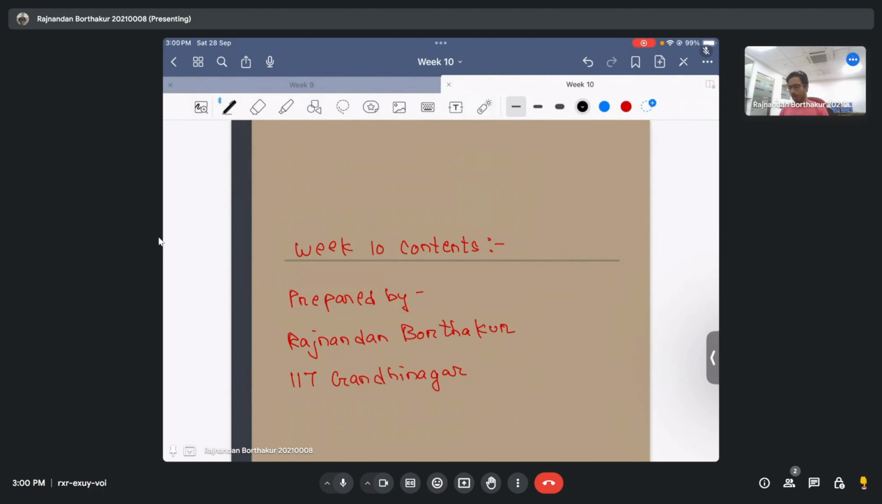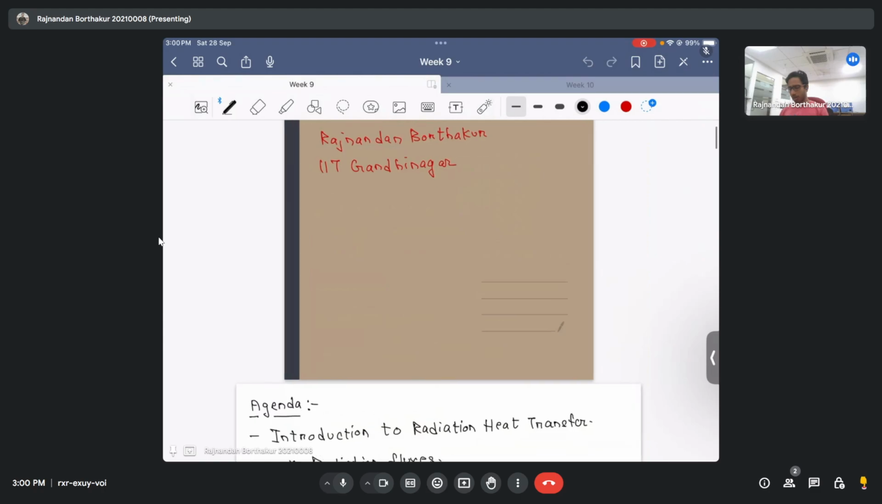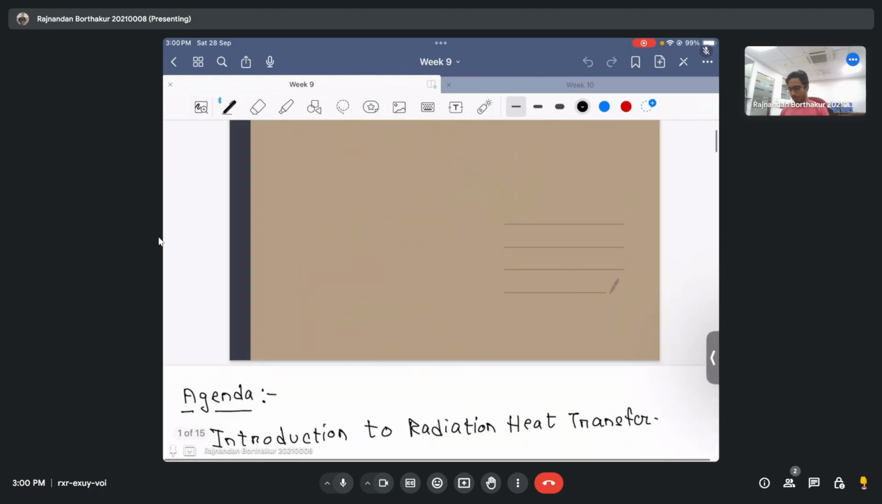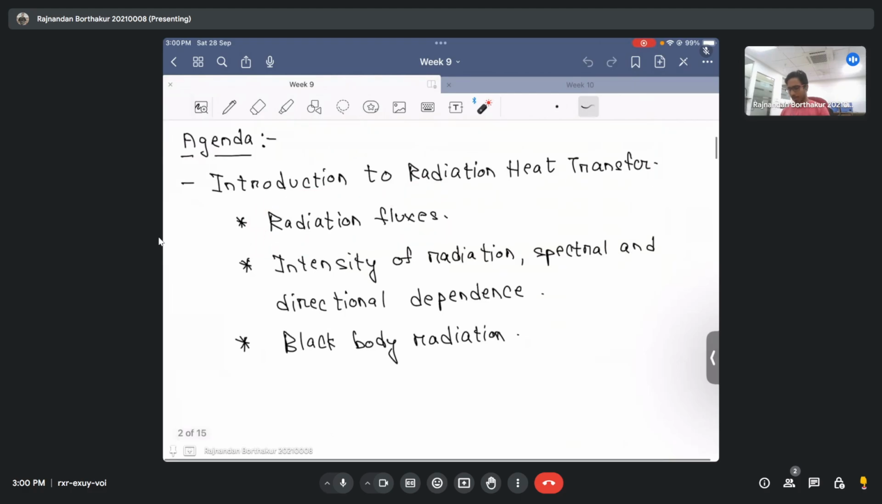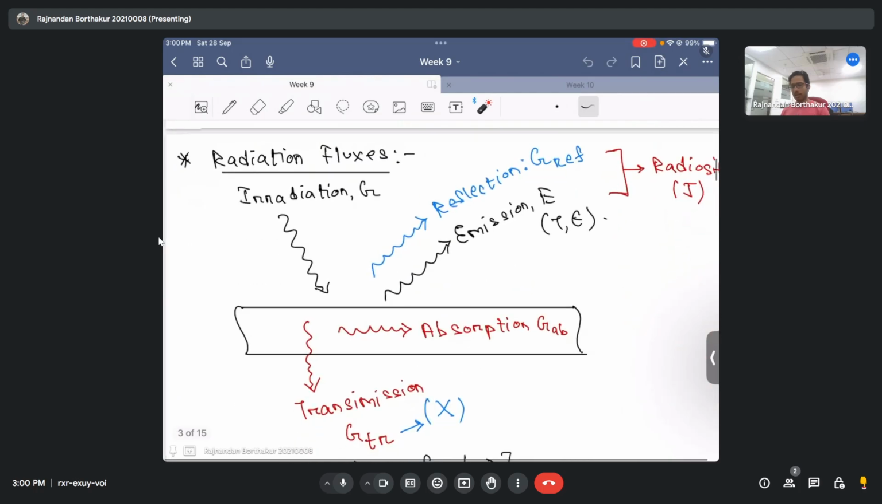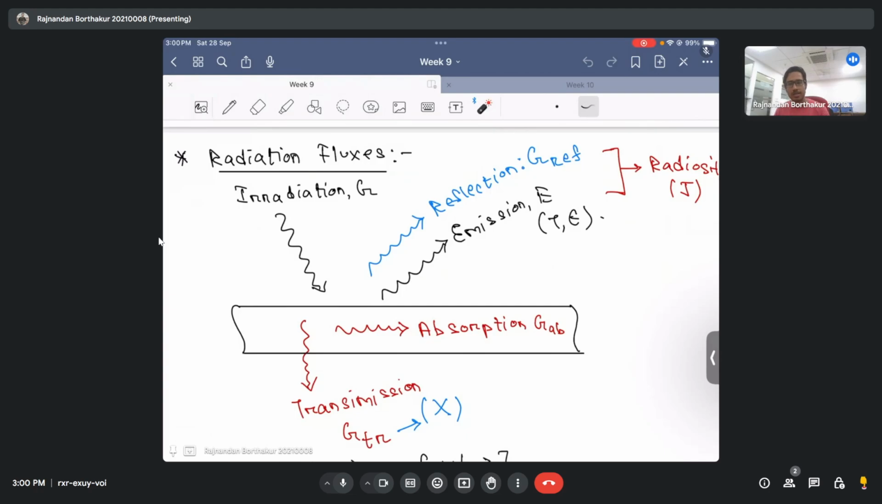If we have a quick recap of what we saw last week, we began with something known as radiation fluxes, and we argued that when we are dealing with radiation heat transfer, there are two things that come into the picture. First, whatever fluxes we consider, except for some special cases, they mostly show dependence on the wavelength and on the direction in which the property is being looked at.